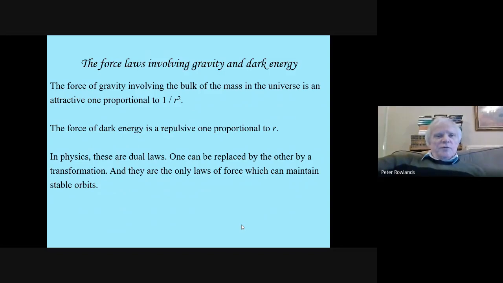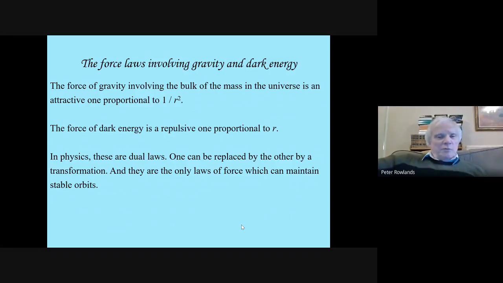Now, as we know, the force of gravity involving the bulk of mass in the universe is the Newtonian attractive one proportional to 1 over r squared. And the force of dark energy is a repulsive one proportional to r, if you remember the formula that we used. And in physics, we find that these are dual laws, and this concept goes straight back to Newton in the Principia. He did most of these calculations assuming first that it was 1 over r squared and then it was 1 over r, and then finally selected the law on the basis of just one or two things that were noticed. And you can replace these dual laws by a simple transformation.